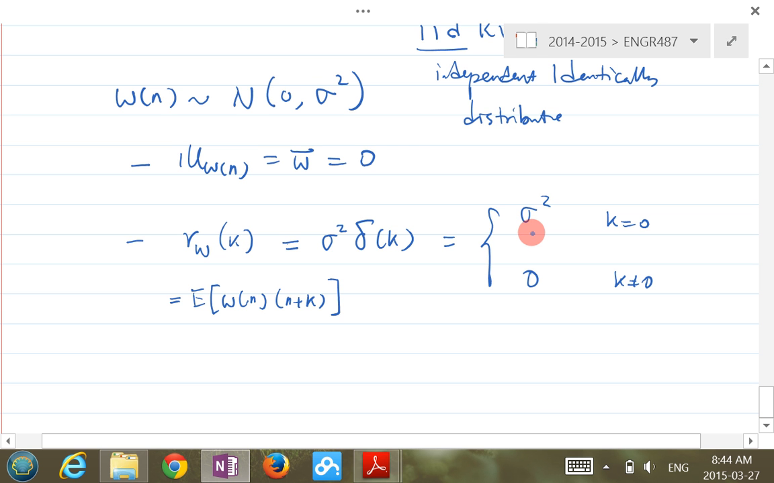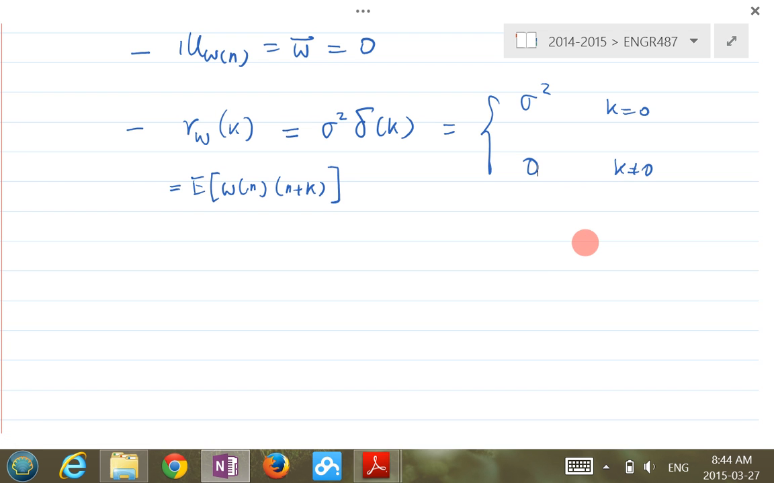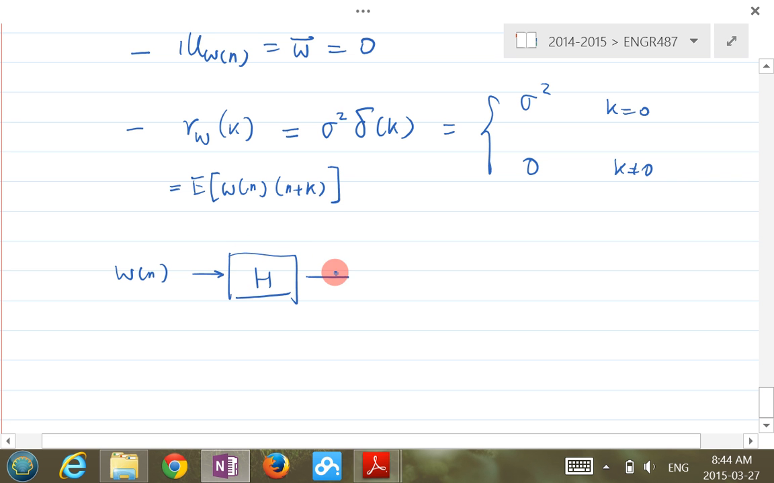Is that good? Yeah. So the white noise, okay, if you pass the white noise through a certain filter, then what comes out of this filter is not going to be a white noise anymore. This basically becomes a color noise. Let's call it Vn here.